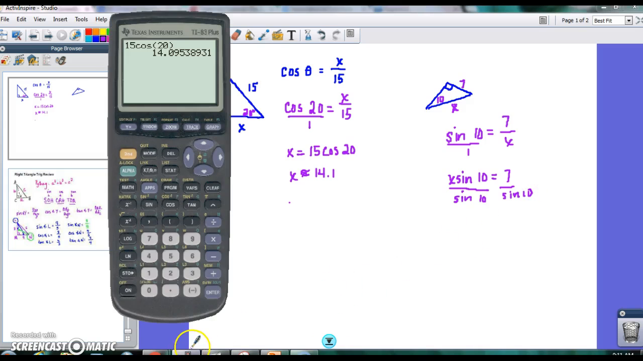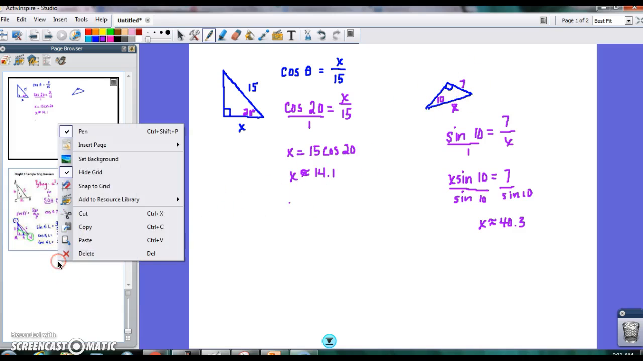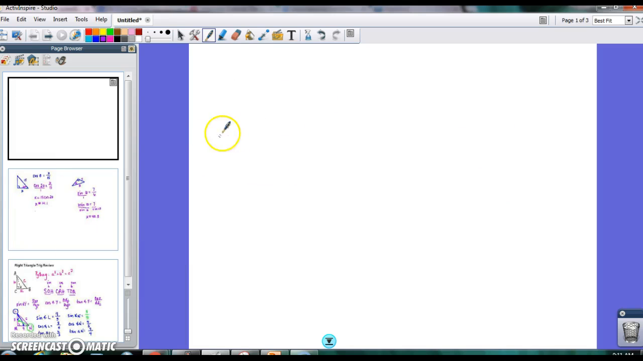In my calculator, I can do that. 7 divided by the sine of 10. And enter. And I get x is approximately 40.3. Again, it'll probably tell you what to round to, but for our purposes, I'm just rounding to the nearest tenth. Okay, so those are a couple different types of problems. Same thing would be true with tangent, depending on what side you're given. So if you were given an opposite and an adjacent, you would use tangent, but you would solve it the same way.